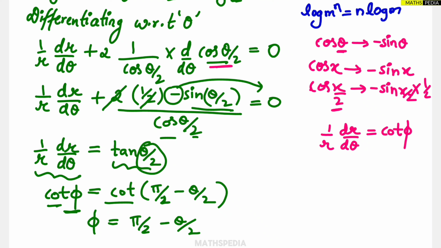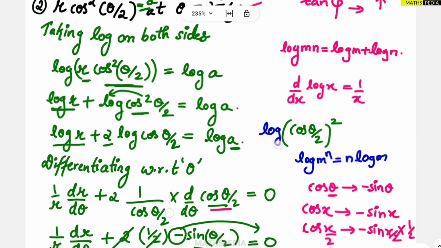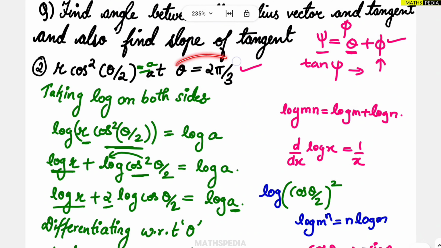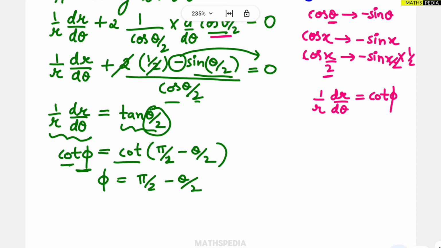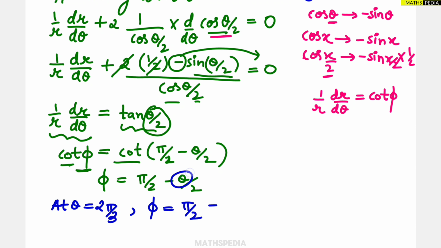Now after getting phi value, remember that theta is given in the question, right? What is theta value? If you look into the question back again, theta value is nothing but 2 pi by 3. So we'll utilize that here. So at theta equal to 2 pi by 3, what happens? Phi value will become pi by 2 minus, in place of theta, 2 pi by 3 by 2, right? So this 2 and 2 will get cancelled. What is remaining? Pi by 2 minus pi by 3.